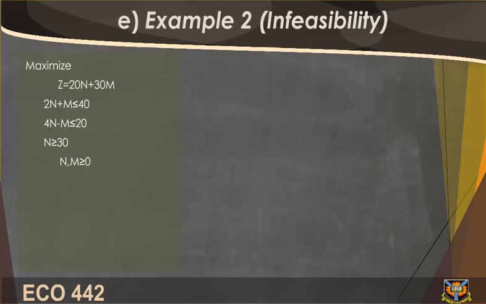E. Example 2. Maximize Z equals 20n plus 30m, subject to 2n plus m less than or equal to 40, 4n minus m less than or equal to 20, n greater than 30, n, m greater than or equal to 0.